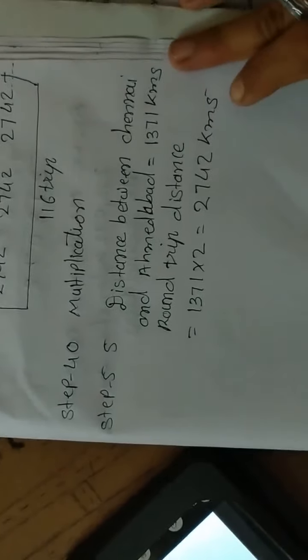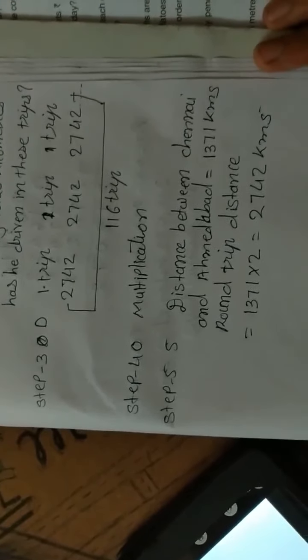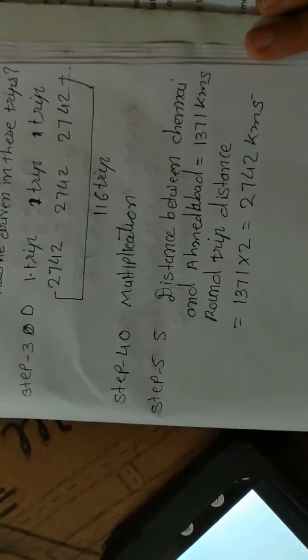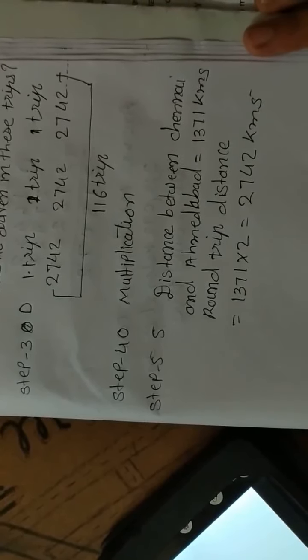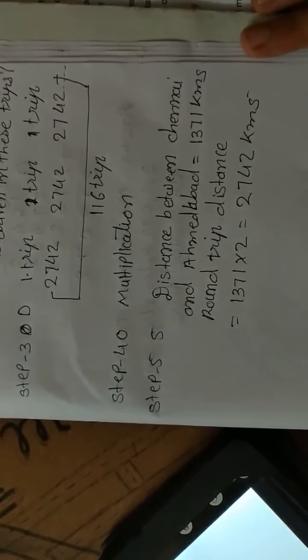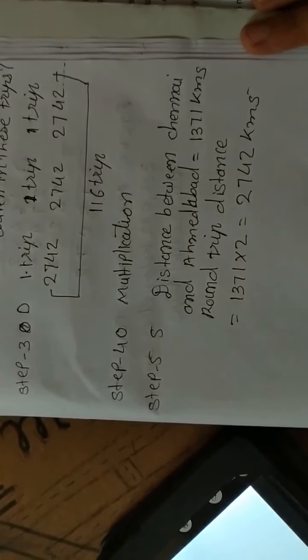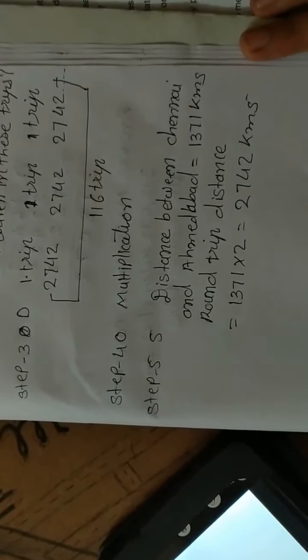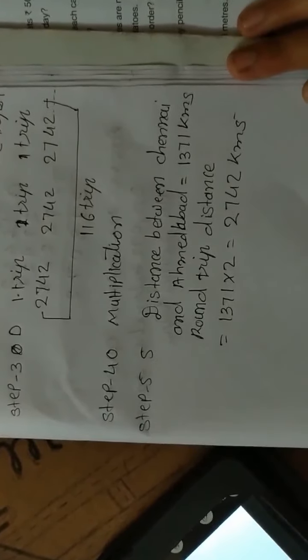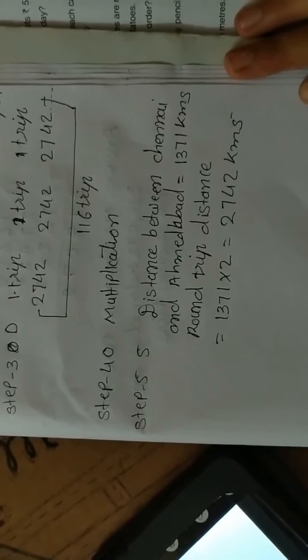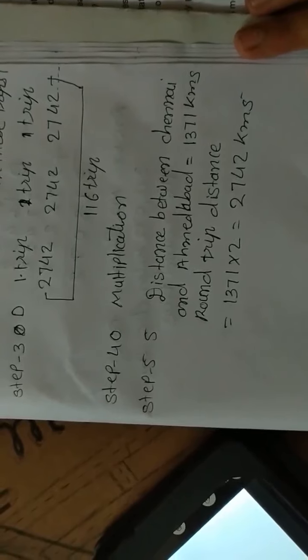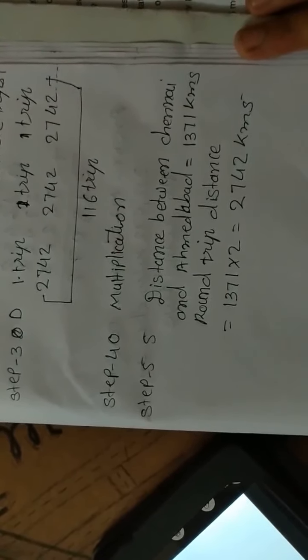Okay students, now locate this. You have to write this in your maths notebook. Okay students, now I'll show you the next steps. Look at this and write it down in your maths notebook. Last step, step number 5, solution.